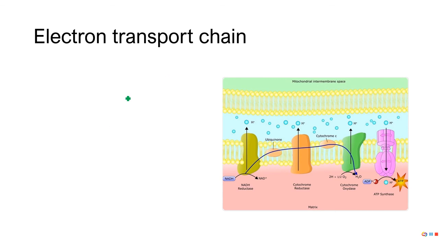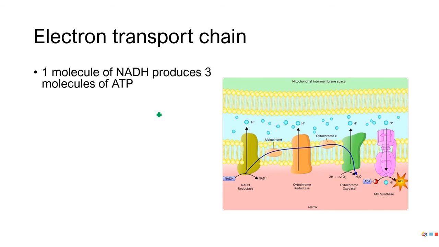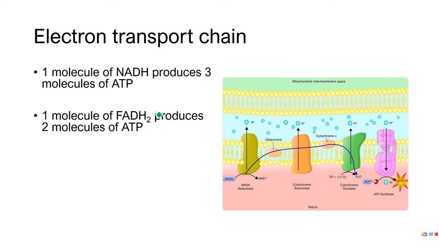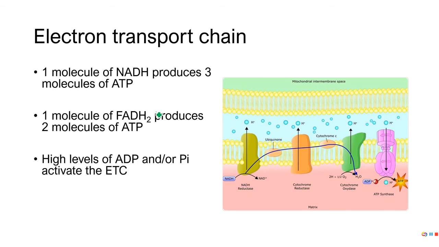Okay, and so what happens is we take this NADH and it can form about 3 molecules of ATP. You might actually see it as 2.5 in textbooks because it's not exact. It's kind of an average. So anywhere from 2.5 to 3 molecules, 1 molecule of FADH2 produces 2 molecules of ATP. Okay, if we have lots of ADP, electron transport chain is on. If we have lots of ATP, electron transport chain kind of slows down.